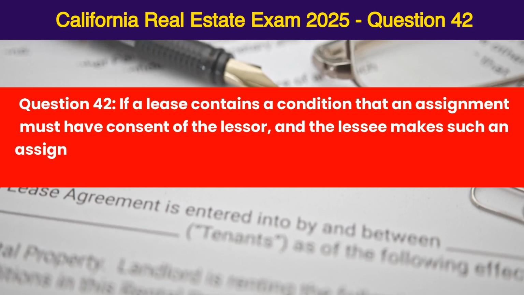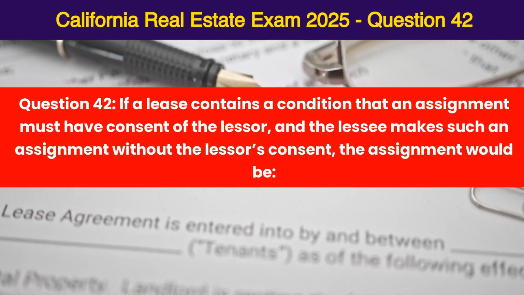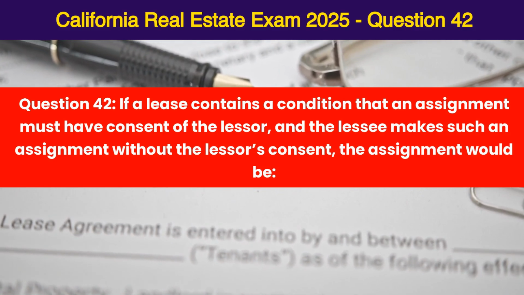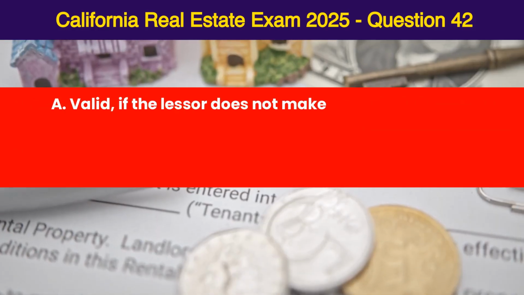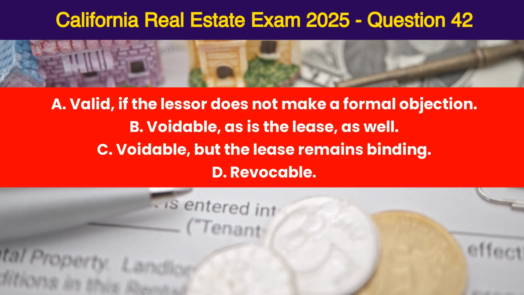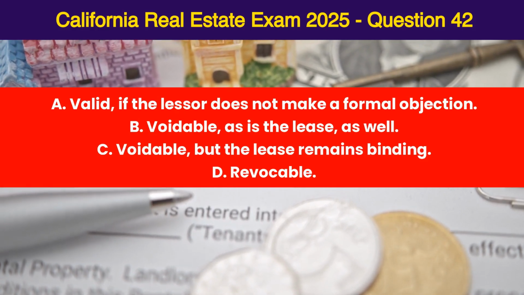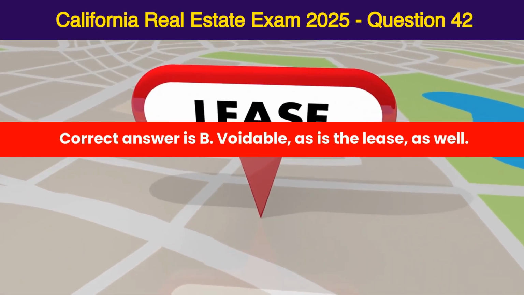Question 42. If a lease contains a condition that an assignment must have consent of the lessor, and the lessee makes such an assignment without the lessor's consent, the assignment would be: A. valid if the lessor does not make a formal objection, B. voidable as is the lease as well, C. voidable but the lease remains binding, D. revocable. Correct answer is B. Voidable as is the lease as well.